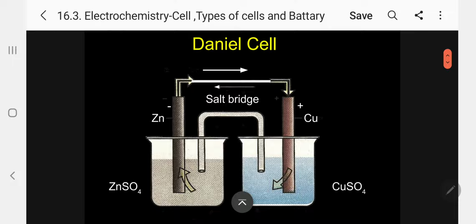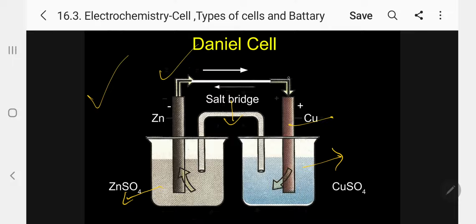So what I am showing now is a Daniel cell. Kindly follow. Left side, zinc rod, dipped in zinc sulfate solution. Copper rod dipped in copper sulfate solution. And both these solutions, in order to have contact, a salt bridge was used, a glass apparatus in which a saturated solution of potassium nitrate is used. Kindly follow. Externally these two, zinc and copper rods, are connected by a wire. So automatically current flows. Kindly follow.